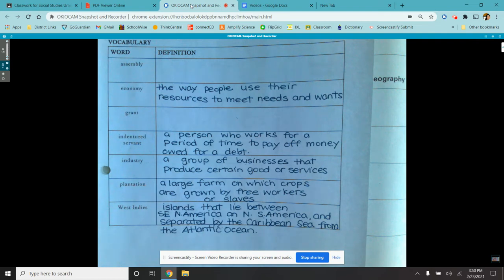Industry is a group of businesses that produce certain goods or services. So, for example, we have the wine industry here in Sonoma County.